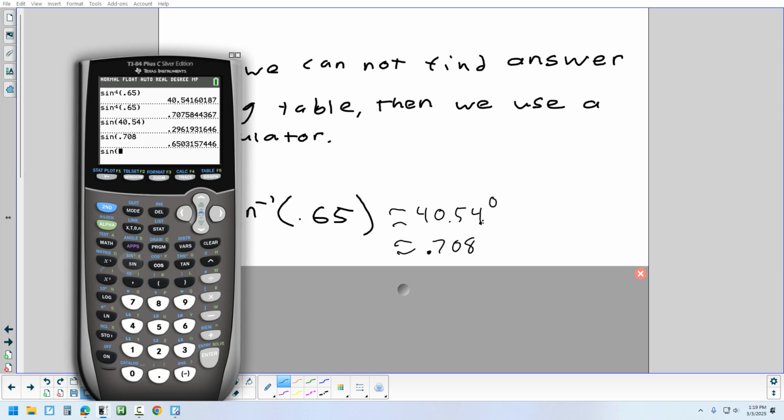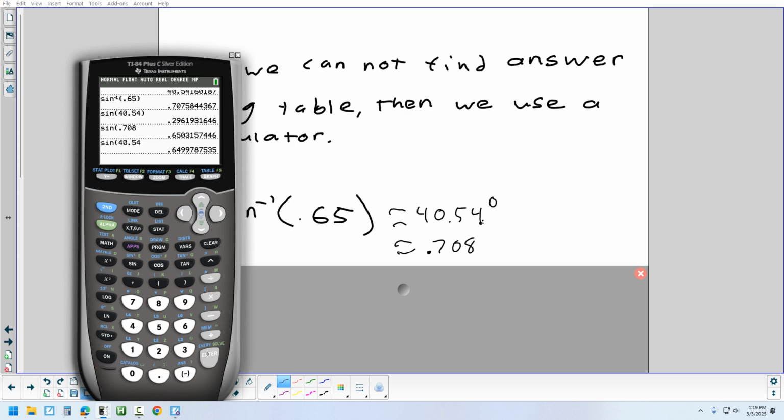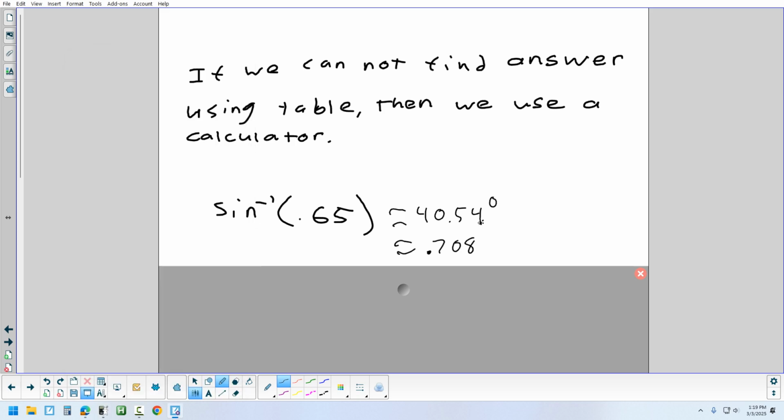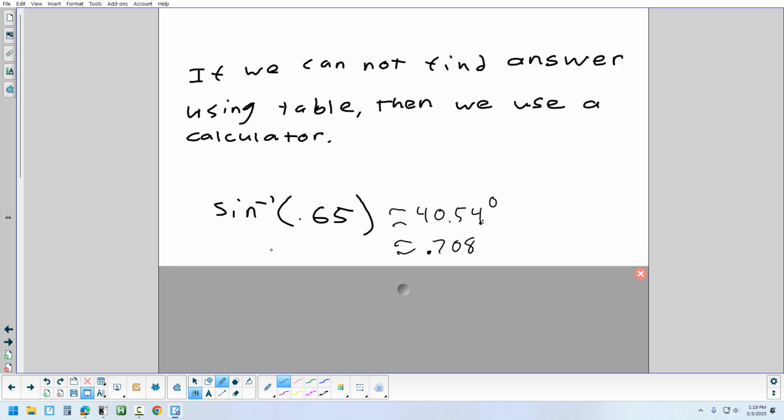Okay, so take the sine of 40.54. Now I'm in the degree mode. That was the degree answer. Hit enter. There you go. 0.6499. It's basically 0.65. Why isn't it exactly? Because I rounded. 40.54 wasn't the exact answer. There were more decimals to it. Any question on that one?